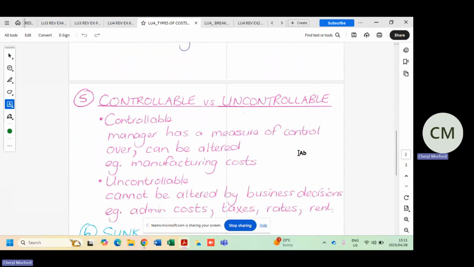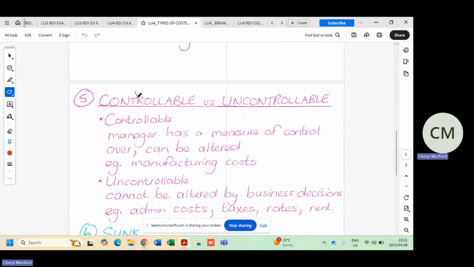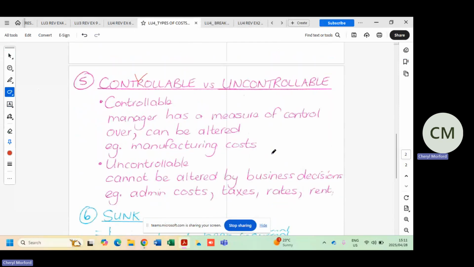How else can we classify costs? They can either be controllable, meaning that the financial manager or the business has some degree of control over them. So therefore, they can be managed. They can be allowed to increase or decrease. So examples of those would be certain kinds of manufacturing costs, because you only incur these costs as a result of manufacturing, and you do have the power and the control over the manufacturing process.